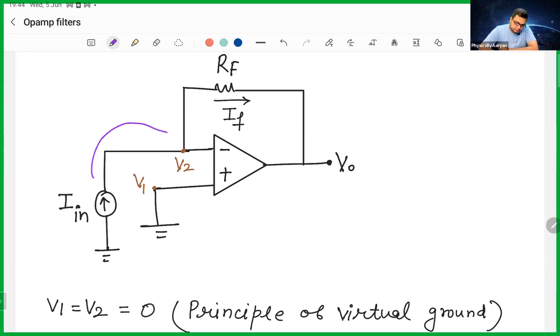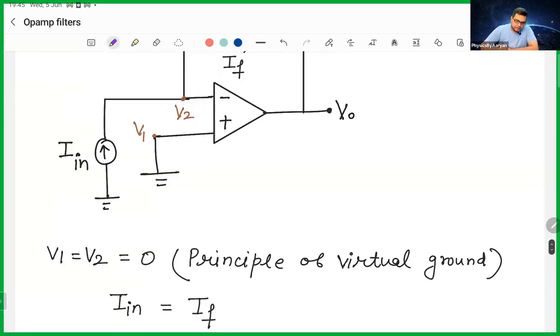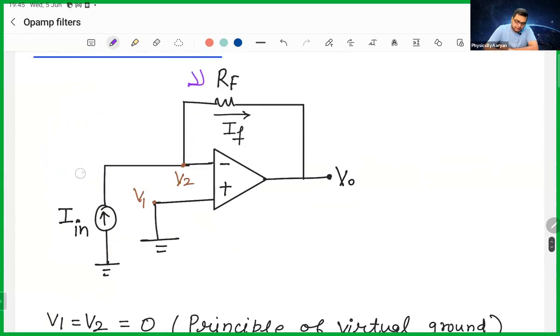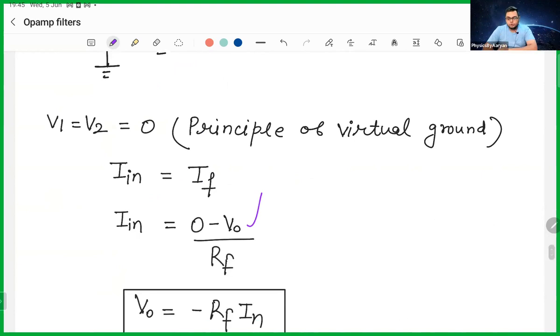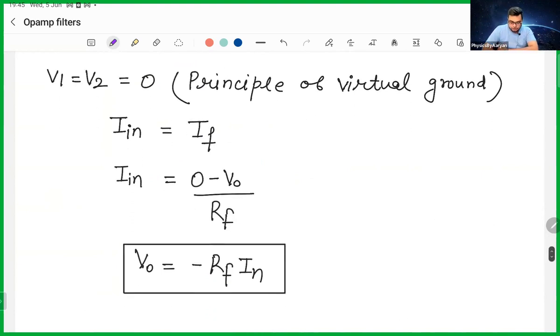Whatever input current comes, the entire current goes to feedback, because current can never enter the OPAMP. So current in input and current in feedback are the same. The current in input is I input, given by us. The current in feedback is the voltage difference divided by resistance. Voltage here is 0, voltage here is V output, so the voltage difference is 0 minus V output, divided by RF. So your V output is minus RF into I in. So you see, in the output you are getting a voltage.